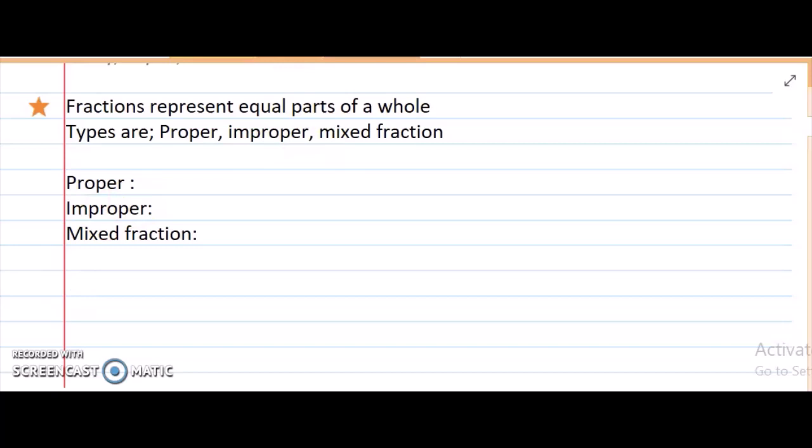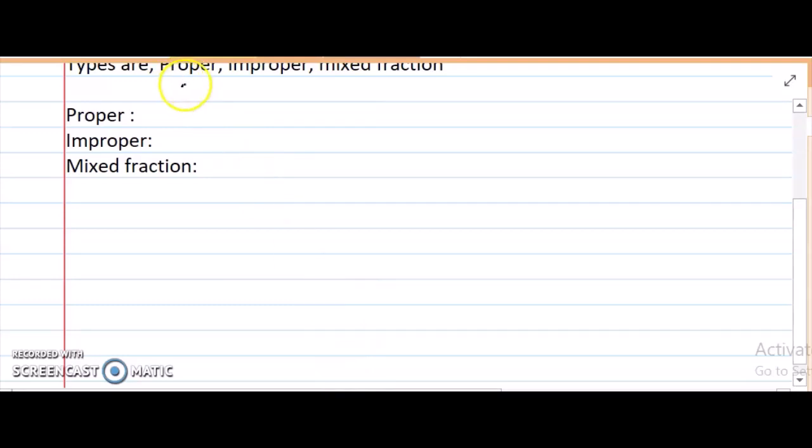So, I'm going to give you an example of a proper fraction. Now, basically, in a proper fraction, the numerator is smaller than the denominator. So, it's something like this: 2 over 5. As you can see, the numerator is less than the denominator. Let me write that quickly. So, 2 over 5.